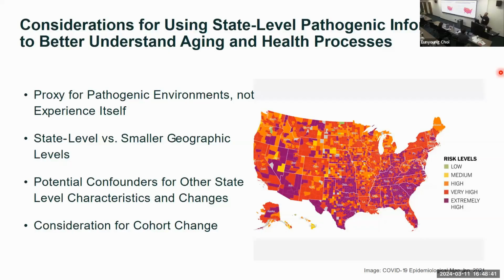We also have to be thinking about state level versus smaller geographic levels. I do understand limitations of the data. It is historical data, right? Someone living in Chicago is going to have a very different environment than someone living south of Illinois in a more rural area. There's only so much we can do, but I want to point out that with the newer data, this is actually COVID in 2021, right?